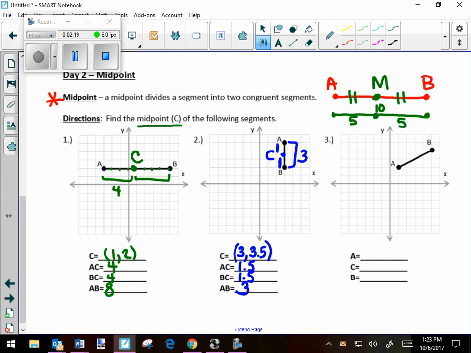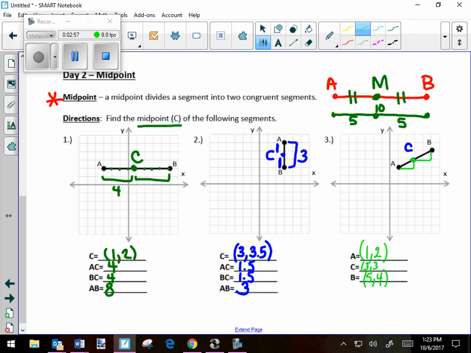When we take a look at question 3, we can eyeball the midpoint to be here. If you really wanted to, you could look at the slope of that segment, because if I was to do slope to go from A to C, I would go over 2 and up 1. As long as I can go over 2 and up 1 to get to B, that's guaranteeing me that point C is right in the middle. So point A has coordinates 1, 2. Point B has coordinates 5, 4. And point C has coordinates 3, 3.